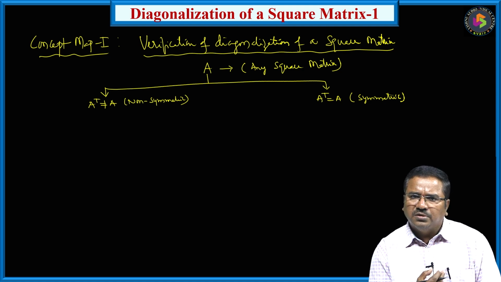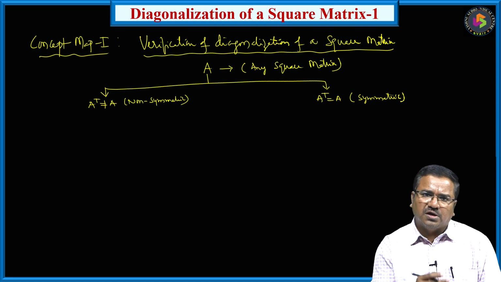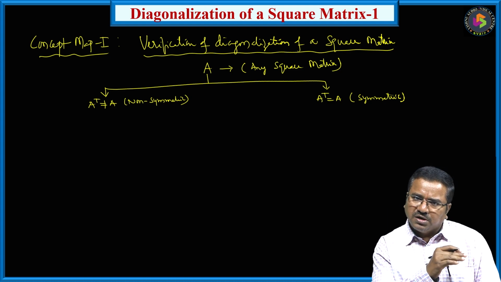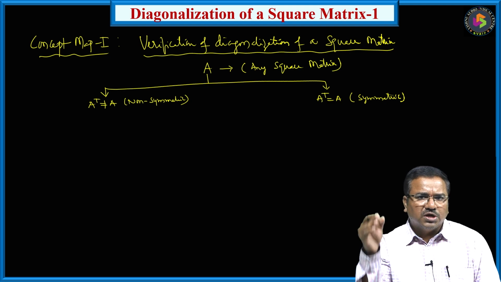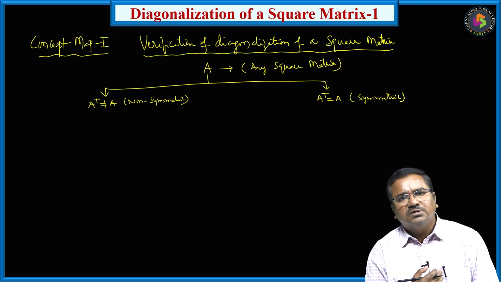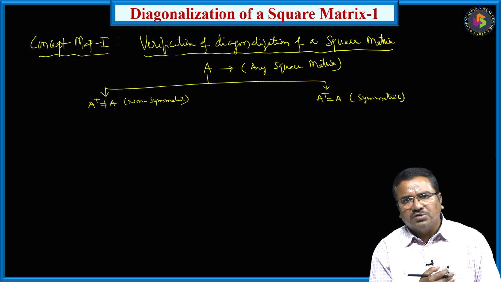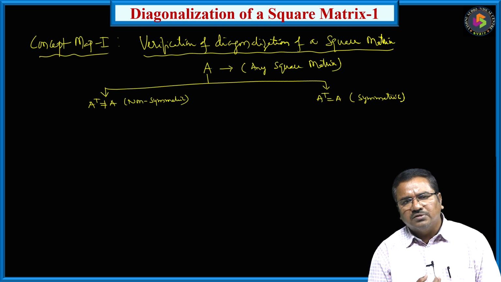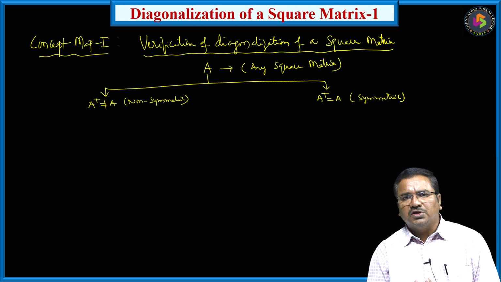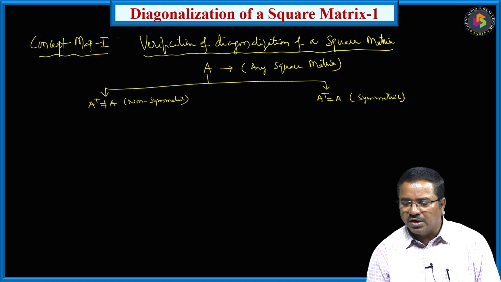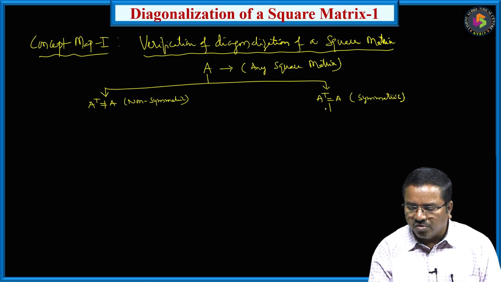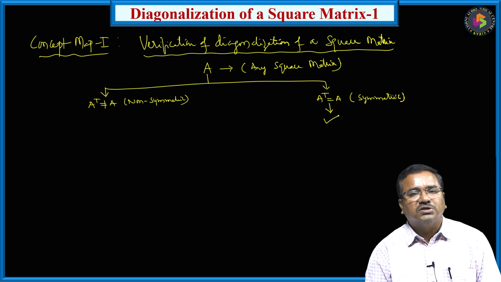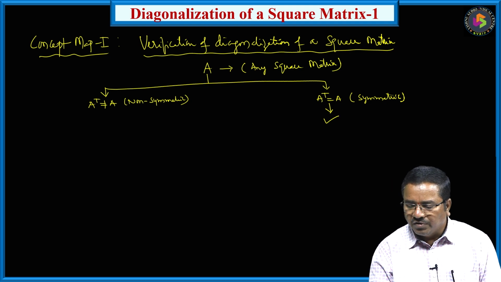How to verify symmetry? Look at the first row and first column. If the first row is identical with the first column, similarly the second row is identical with the second column, and the third row with the third column, then the matrix is symmetric. If all corresponding rows and columns in the given matrix are identical, then we can say it is a symmetric matrix, or we can say A transpose is equal to A. We know A transpose is obtained by interchanging the rows and columns. If you get the same matrix, it is called symmetric. So every symmetric matrix is diagonalizable. Just by seeing that it is symmetric, we can say it is diagonalizable, and we have a theorem for this also.